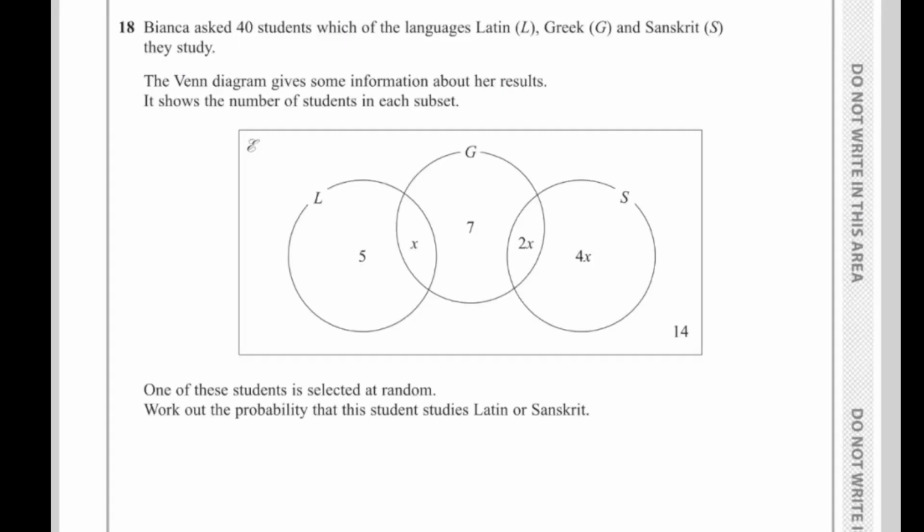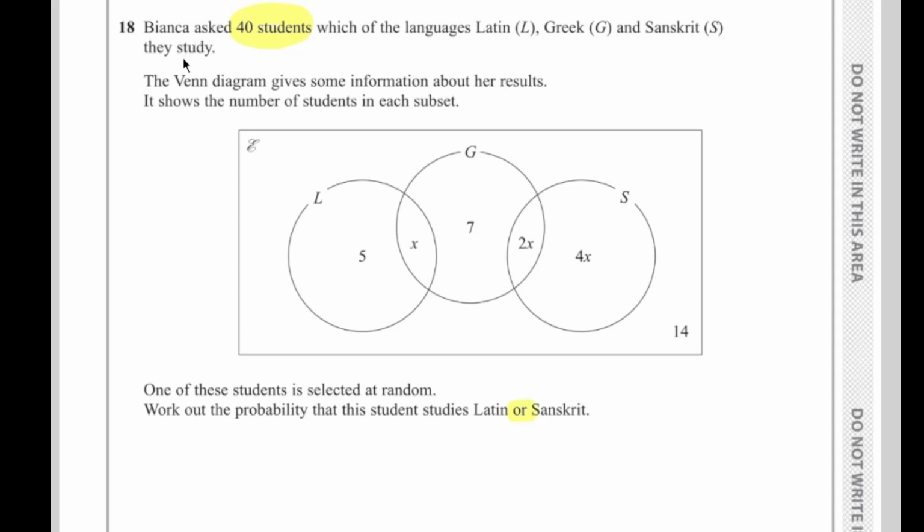Question 18, Venn diagrams. Bianca asked 40 students which of the languages Latin, Greek, and Sanskrit they study. The Venn diagram gives some information about her results. It shows the number of students in each subset. One of these students is selected at random. Work out the probability that this student studies Latin or Sanskrit.